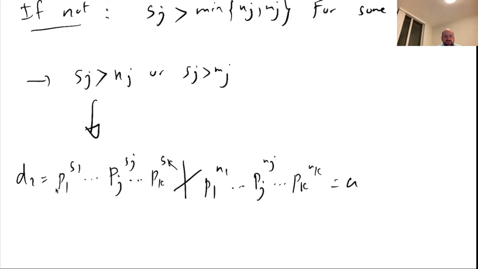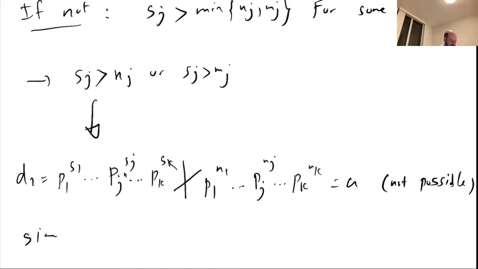The power of Pj, Sj, in the factorization of D2 is bigger than the power of Pj in the factorization of A. And therefore D2 will not divide A, because it has a bigger power here for Pj compared to here. So this cannot be a factor of this. For example, 5 to power 3 cannot be a factor of 5 to power 2. 5 to power 2 is a factor of 5 to power 3, but 5 to power 3 cannot be a factor of 5 to power 2. So this is not possible because remember we were assuming that D2 divides both A and B, is a common divisor of A and B.